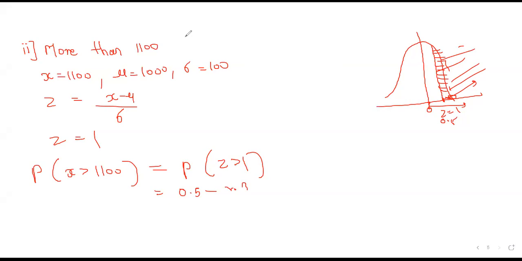13. Yes, 0.3413. So probability of z is greater than 1 is 0.1587. Yes, 0.1587. Okay. Now last thing is less than 790. ठीक है.